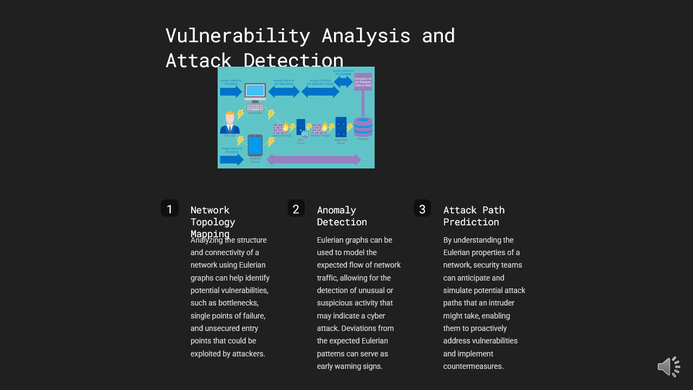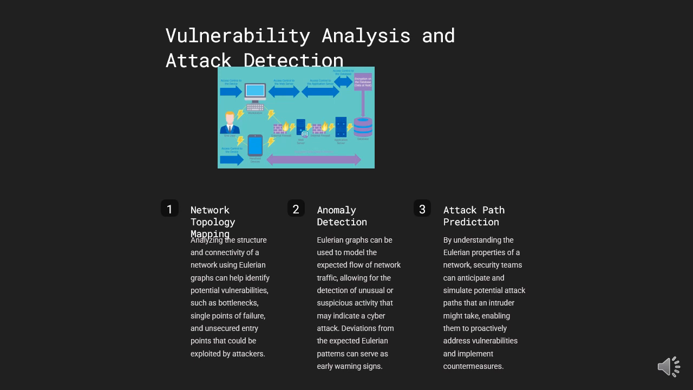Anomaly detection. Eulerian graphs can be used to model the expected flow of network traffic, allowing for detection of unusual or suspicious activity that may indicate a cyber attack. Deviations from the expected Eulerian patterns can serve as early warning signs.